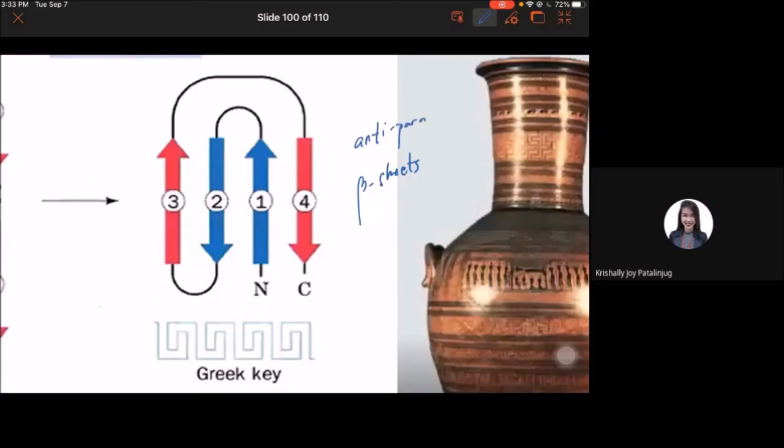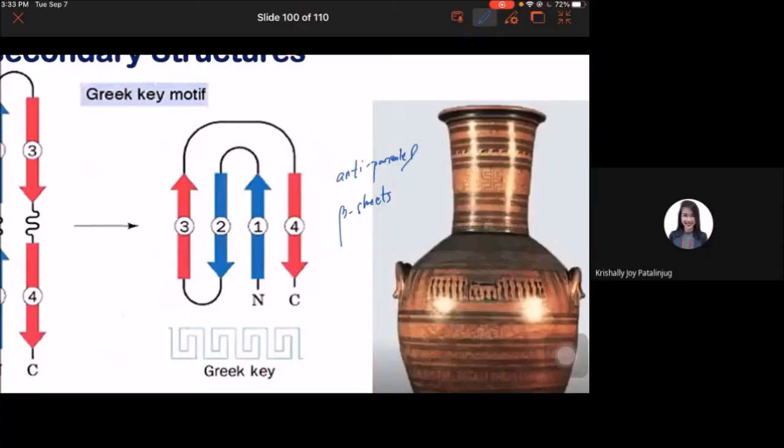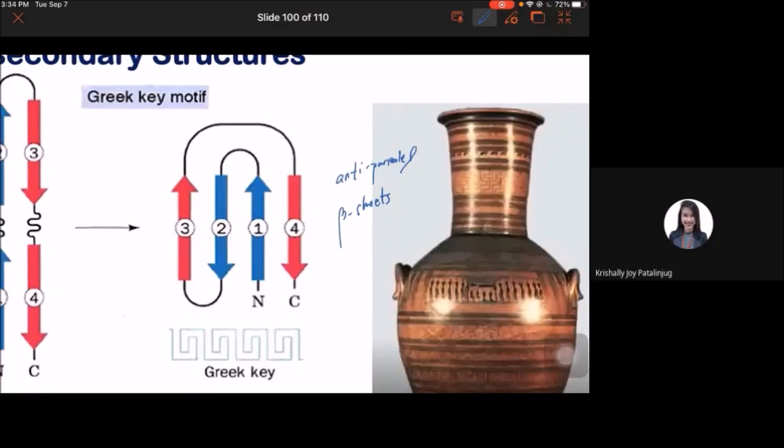Anti-parallel. Okay? Now, what is the connection of this structure to its name? Its name is the Greek key motif. Okay, Greek key. The term Greek key is historical.